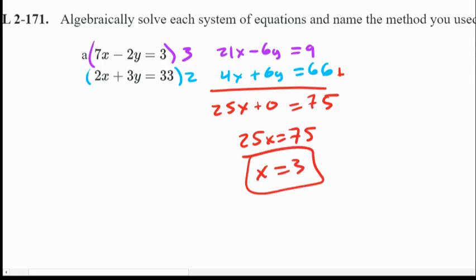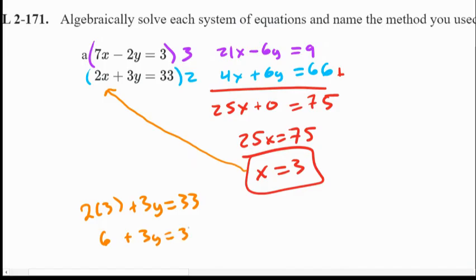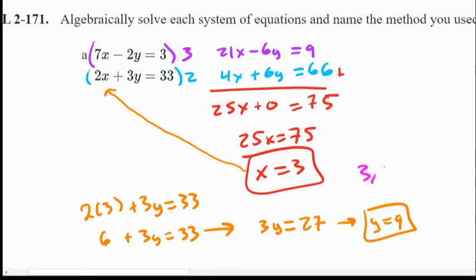Remember, with a system of equations, I still need to find my y value, so I always need to use substitution by plugging that back in and solving for y. So this becomes 6 plus 3y equals 33, which then becomes, when I subtract 6 from both sides, 27. Then I divide by 3 and I get my y value of 9. So my solution here is x equals 3 and y equals 9, or (3, 9).